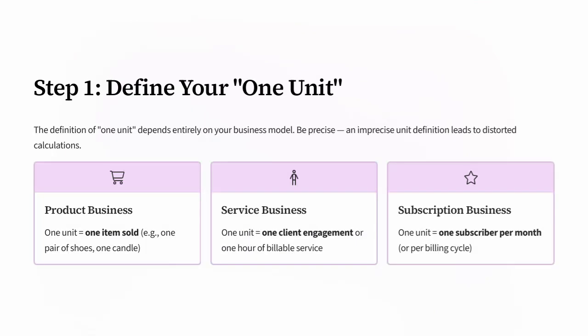The first step is to define exactly what counts as one unit in your business. Precision here matters, because an unclear unit definition can distort every calculation that follows. For a product business, one unit is typically one item sold, such as a pair of shoes or a candle. For a service business, it could be one client engagement or one billable hour. And for a subscription business, one unit is generally one subscriber per month or per billing cycle. The right definition depends entirely on your business model.